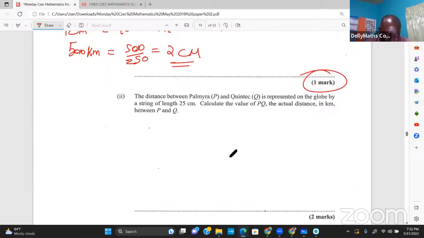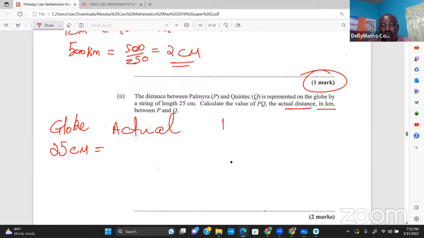The next question says this. The distance between Palmyra, P, and Quintet, Q, is represented on the globe by a string of 25. So this is the globe now. And on the globe is 25 centimeters. Calculate the value of PQ, the actual distance in kilometers. The actual distance.